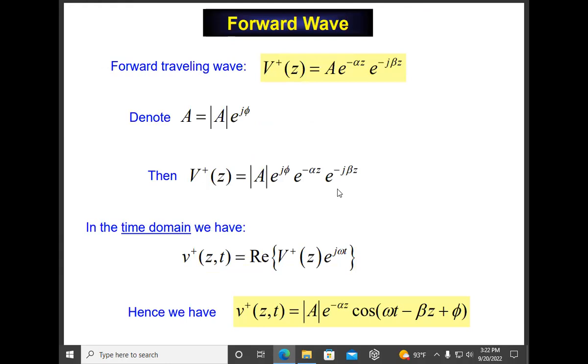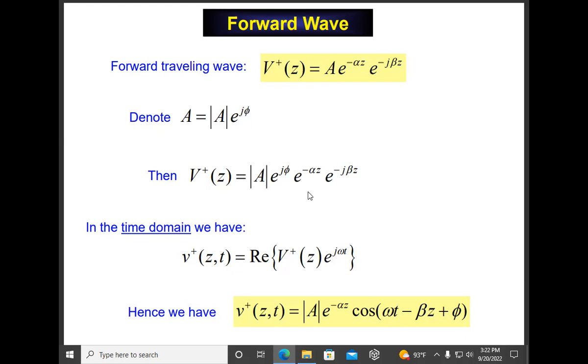Now let's look at the forward-going wave for a second and bring out a little bit more of the physics of it. It's going to work almost identically for the reflected wave, but let's just do the forward wave. Here's the general form of it. Remember, it's e to the minus gamma z. I just separated it into an amplitude term and a phase shift term. Now, A could be a complex constant itself in the phasor domain. Sometimes it might be real, but to be as general as possible, I assume it's complex and put it in polar form.